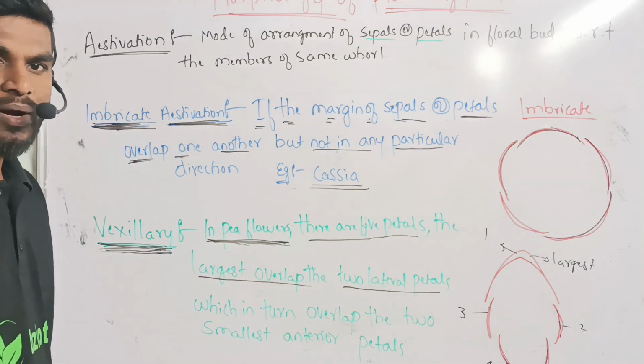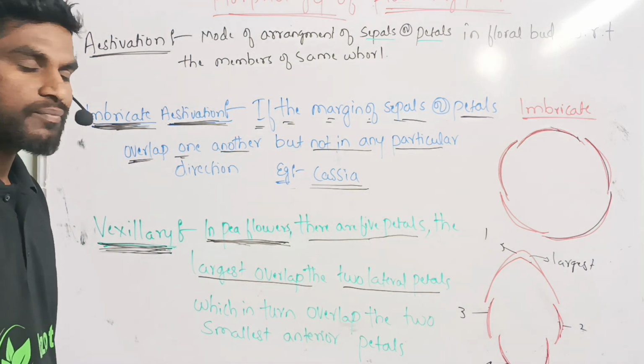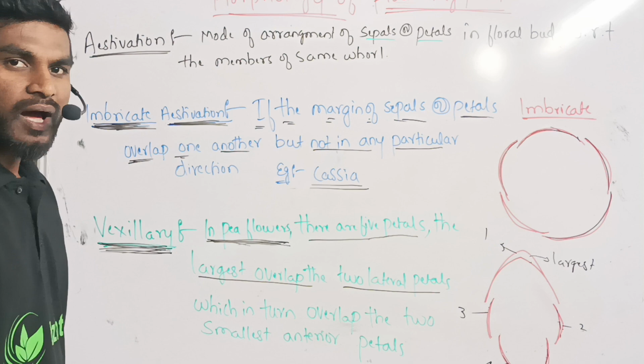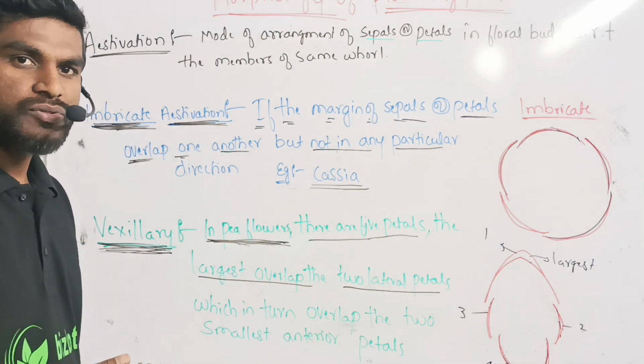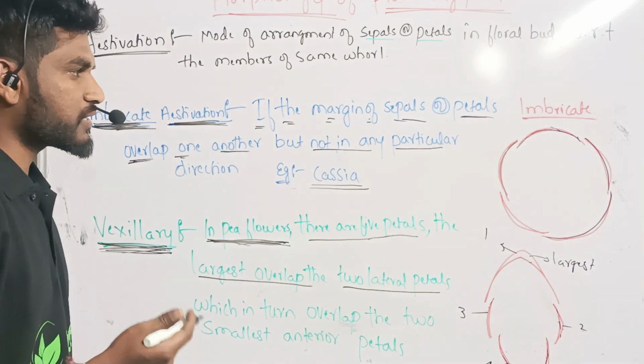These are the 4 types of aestivation present in the flower. The other parts of the flower, that is androecium and gynoecium, will be discussed in the next video.